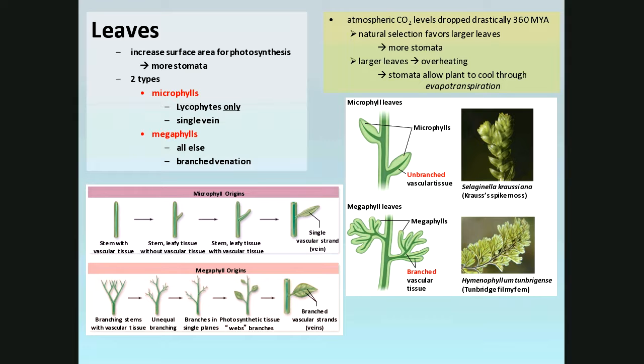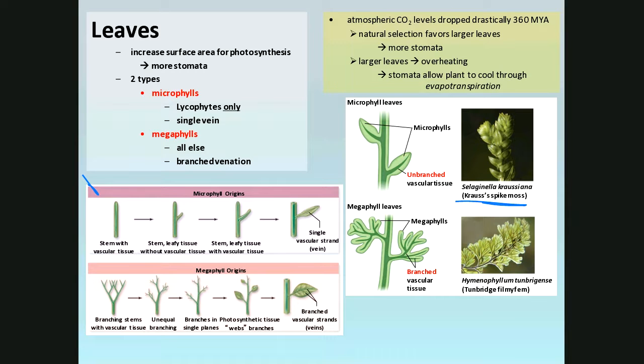So take a look down below. This is where we think microphylls may arise. We start with a stem that is vascularized, and then we have an offshoot from that stem, right? And then an offshoot from that stem becomes vascularized. And then that offshoot that's vascular becomes wider, increased surface area for more photosynthesis. So you can see in the Krauss's spike moss, Selaginella kraussiana, there we go, little tiny leaves with one vein, unbranched vascular tissue, small leaves.